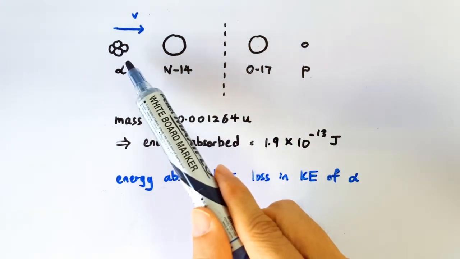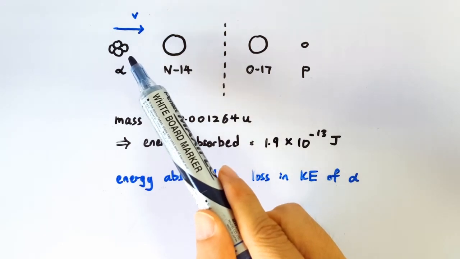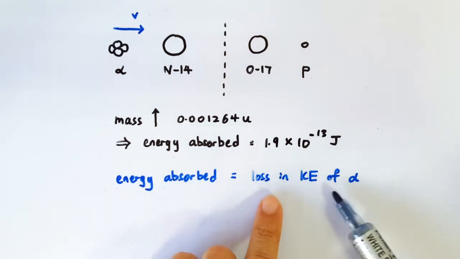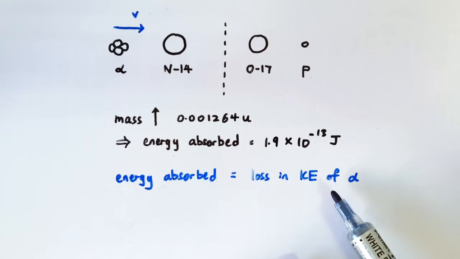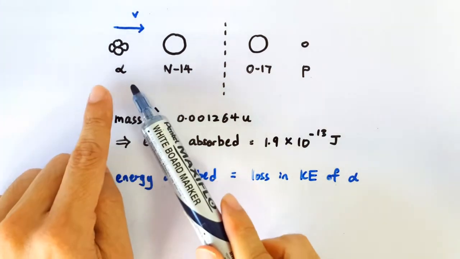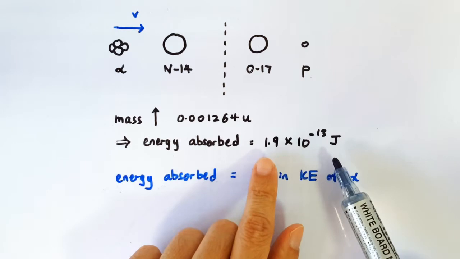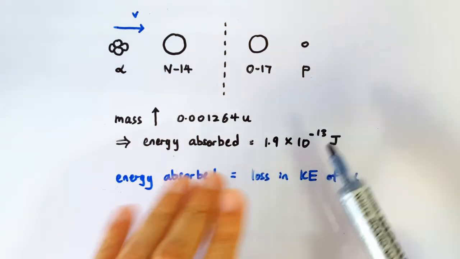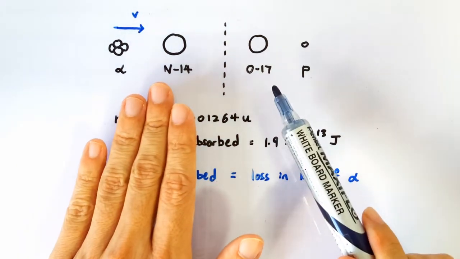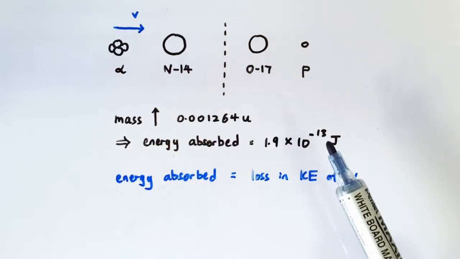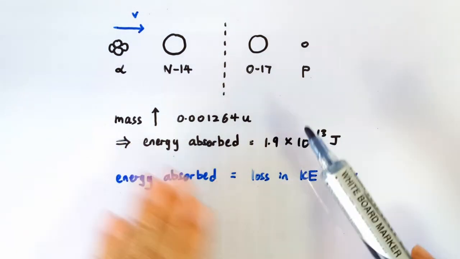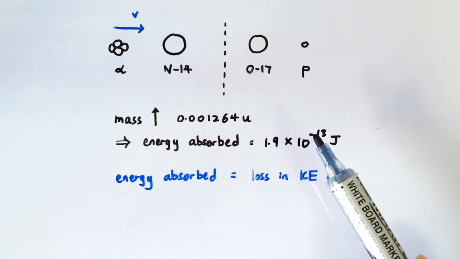It is the alpha particle's kinetic energy. Alright, so the energy absorbed by the nucleus during the reaction must have come from the loss in KE of the alpha particle. That's why this alpha particle must have at least 1.9 times 10 to the power of negative 13 joules of kinetic energy. If not, this nuclear reaction cannot occur. Somebody must provide for the required increase in energy of the nucleus.